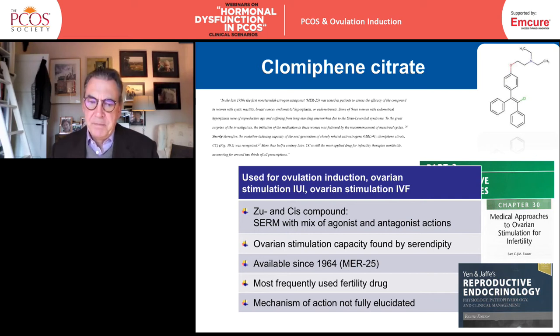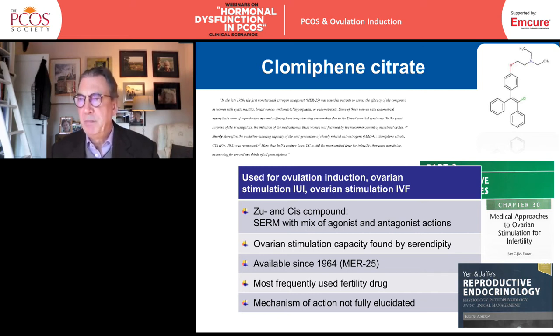Then, going back to the history of ovulation induction, not everybody is aware of the history of the compound that we still use a lot in infertility care, clomiphene citrate. It is wonderful, and I dug into the history of this compound, and I described it at length in the reproductive endocrinology textbook, the Yen and Jaffe textbook.